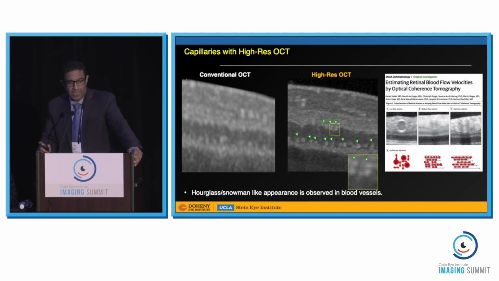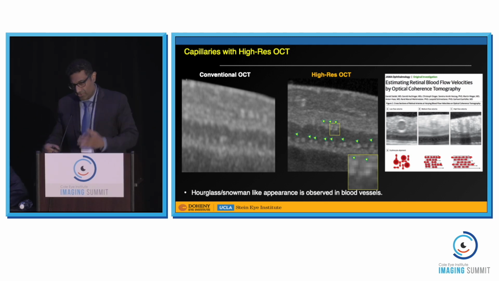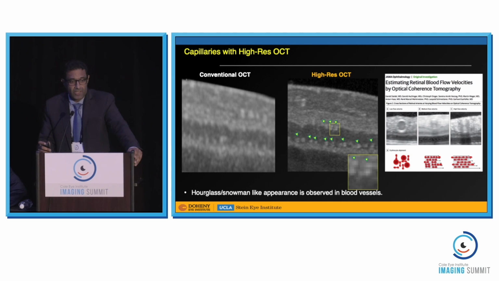And what we can see with comparing conventional and high-res OCT, this is obviously a highly magnified image, is that with high-res OCT, some of these bright dots you actually can resolve and see that they split into this sort of hourglass, sort of snowman type of appearance. Those are actually retinal capillaries, and we found indeed you can confuse them.